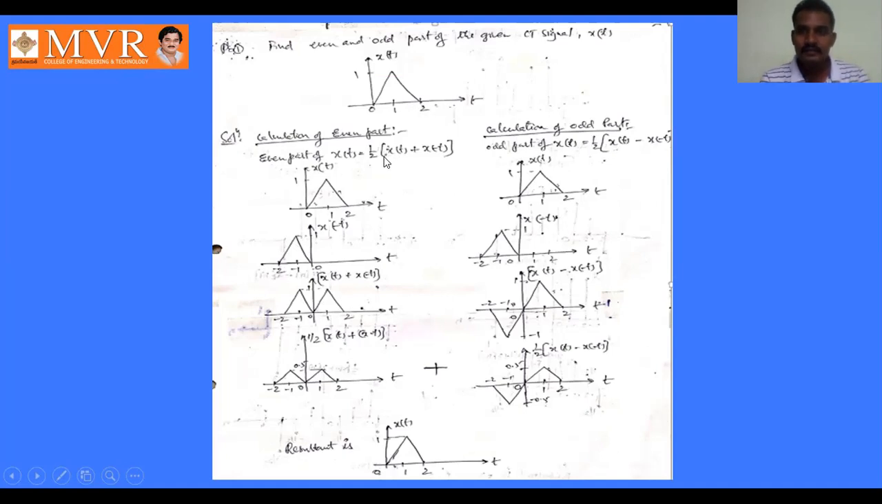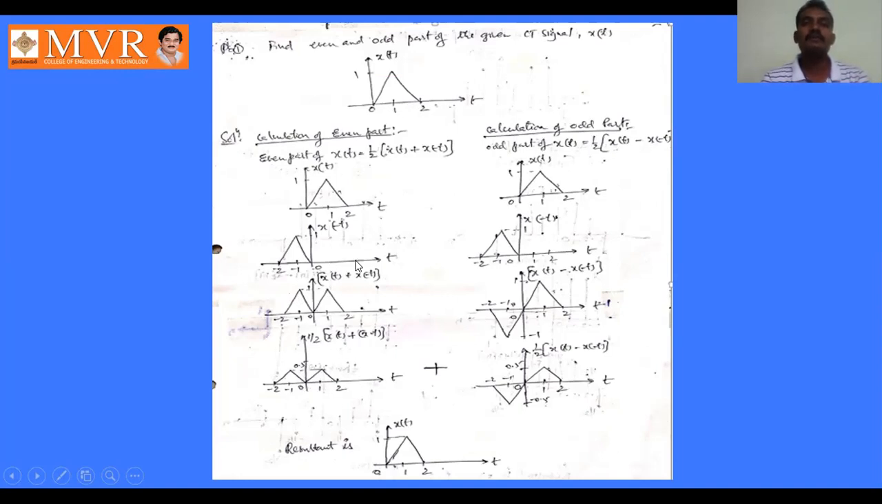And now divide this addition by 2. Half of x of t plus x of minus t. Half means we are halving the amplitude. Here amplitude is 1. Here amplitude is 1. By halving this amplitude, we will get 0.5. So here the only thing is amplitude will be halved, so that it is the even part of the given waveform.